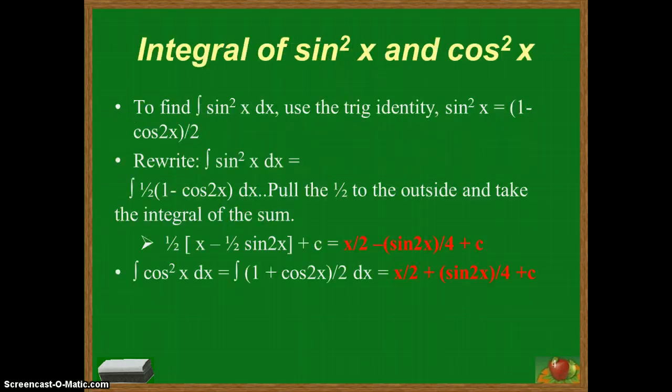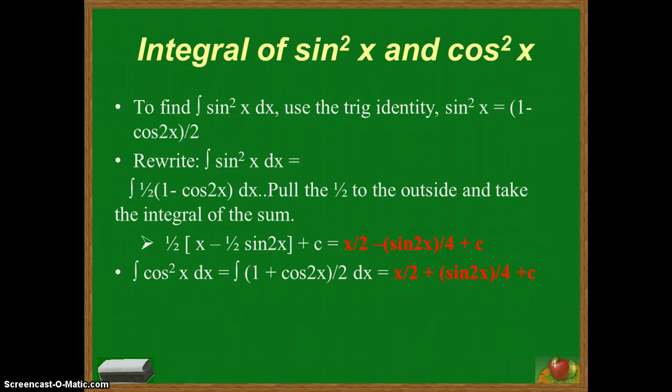Now there are some special integrals, the integral of sine squared of x and cosine squared of x, that are easy to find, but you have to recognize you need to use a trig identity first. To find the integral of sine squared of x, we're going to use the trig identity sine squared of x equals 1 minus the cosine of 2x, all of that over 2.